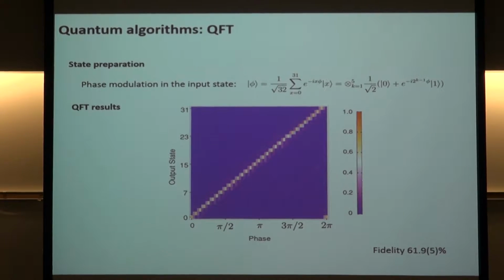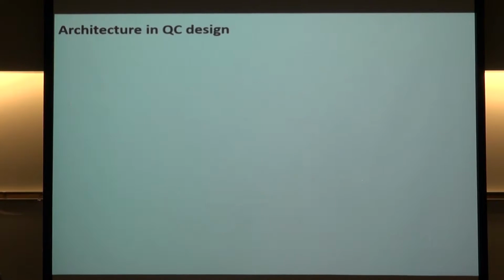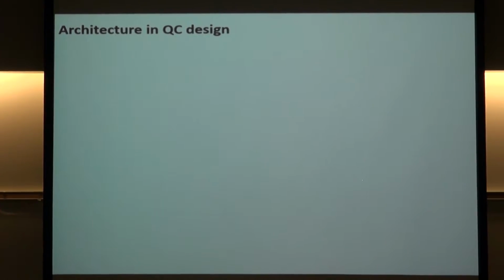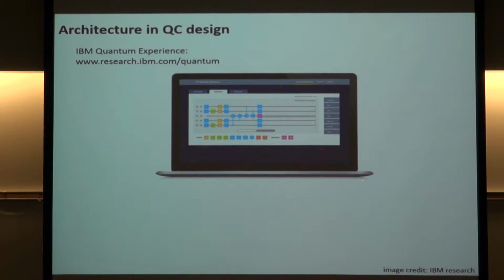So that is sort of the capabilities of our system currently. And so I'm going to now talk a little bit about architecture in quantum computer design. And we sort of got into this by looking at the 5-qubit cloud quantum computer that was put online by IBM a few months ago. So if you haven't looked at this, I highly encourage you to take a look.